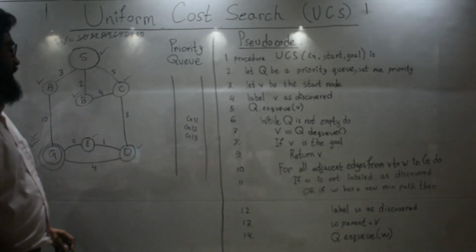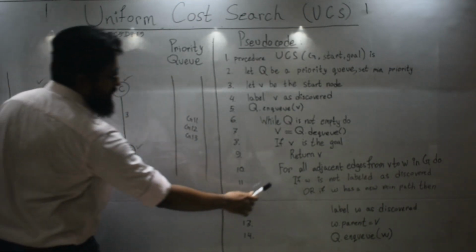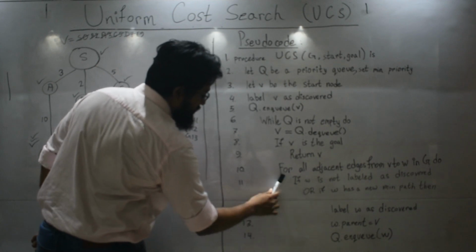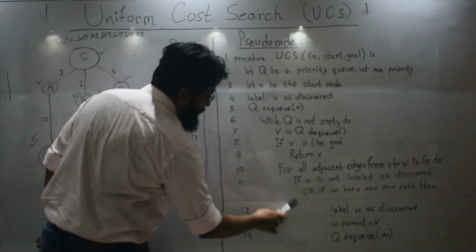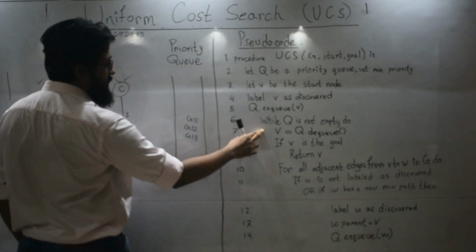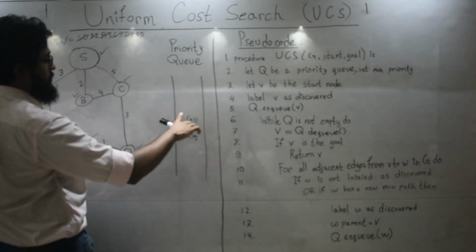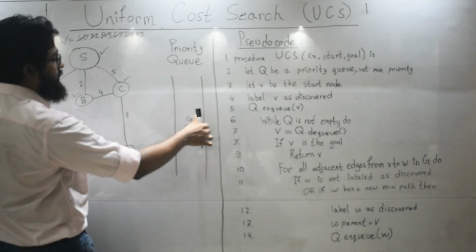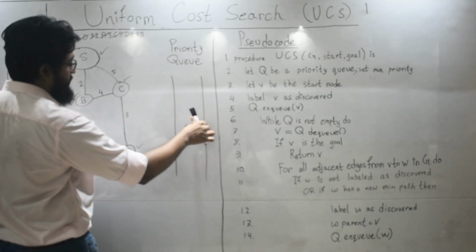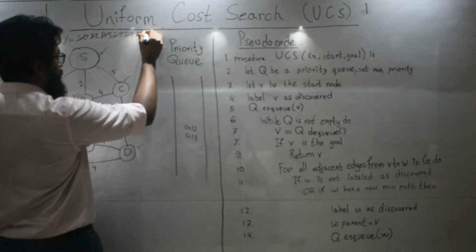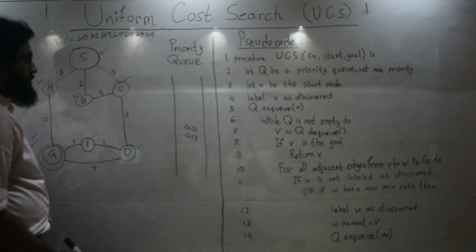Okay. Now we will see all of the neighbors of E have fulfilled these. So it will just come out of this loop and come back to line number 7. So it will DQ whatever is on top. So on top it is G11. So let's DQ G with a cost of 11.